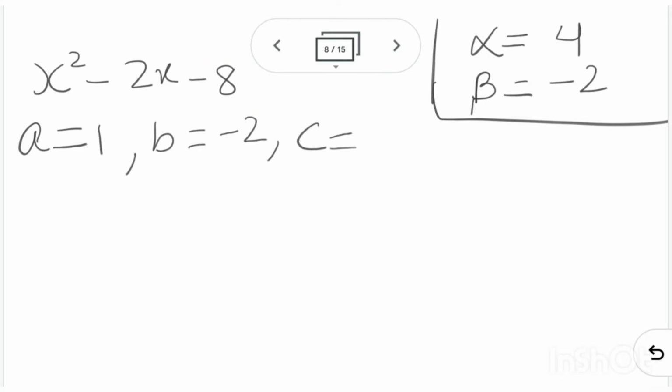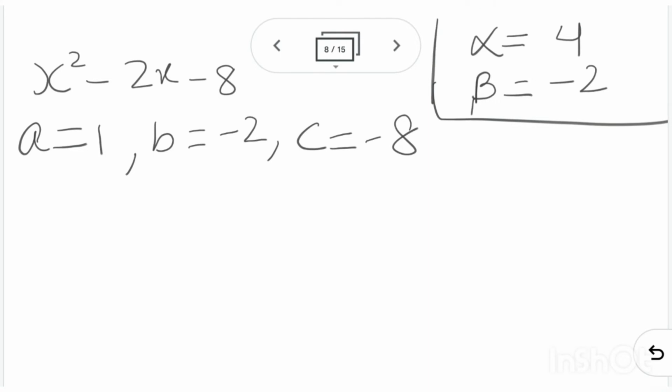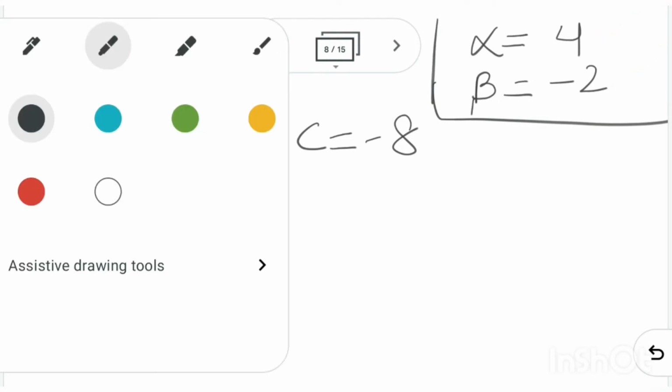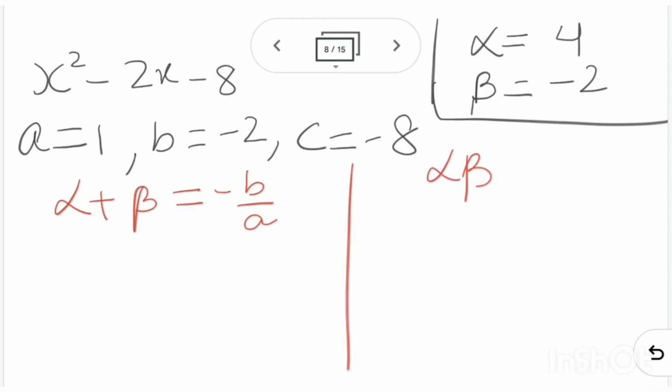Now we have already found the zeros of this polynomial, alpha and beta. In the previous solution we found alpha is 4, beta is minus 2. Now first of all we will write the relation between the sum of zeros and its coefficients, that is alpha plus beta equals to minus b upon a, and the product of zeros, alpha into beta, equals to c upon a.